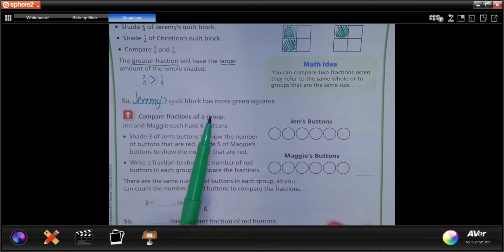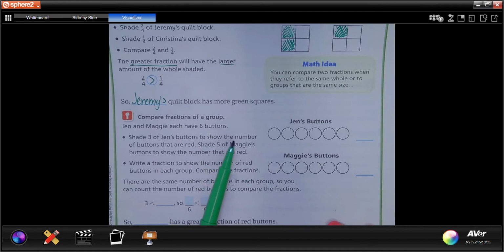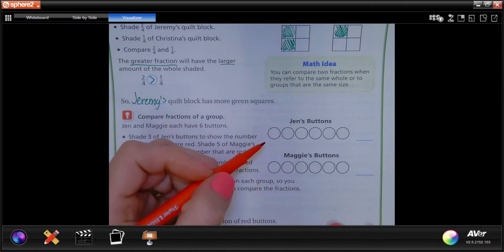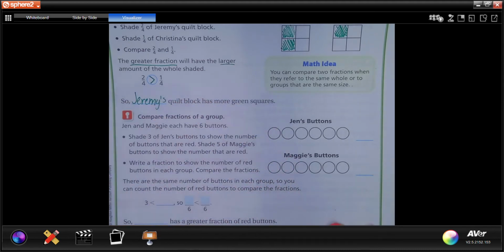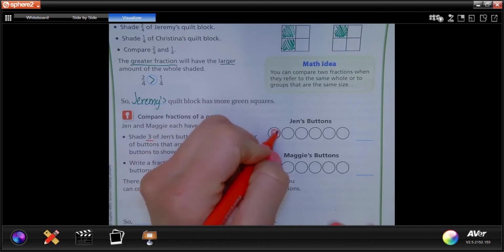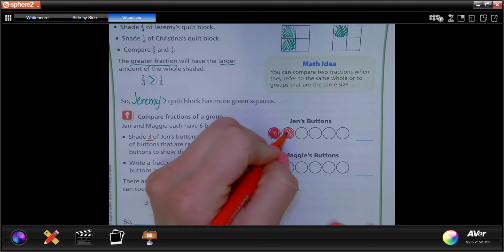Compare fractions of a group. Jen and Maggie each have 6 buttons. Shade 3 of Jen's buttons to show the number of buttons that are red. So now you get your red marker or crayon or pen. 3 of Jen's buttons. 1, 2, 3.